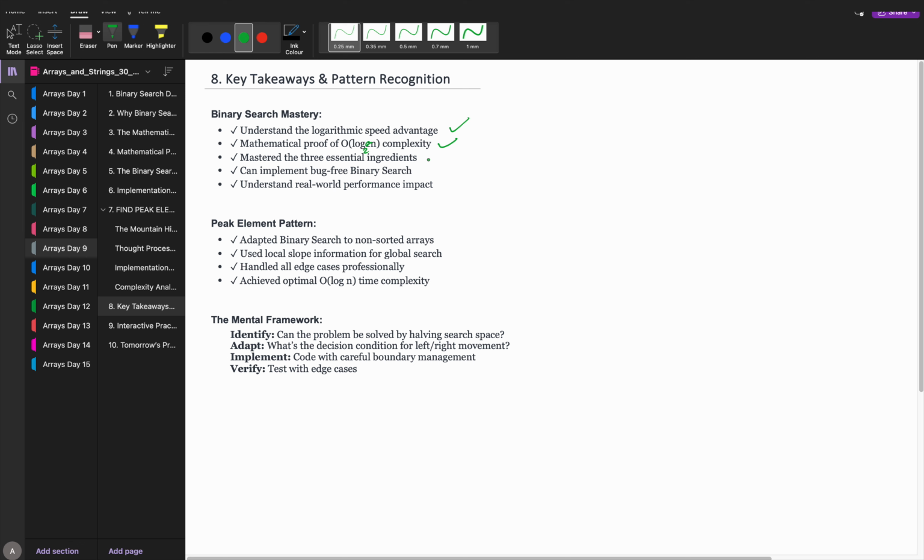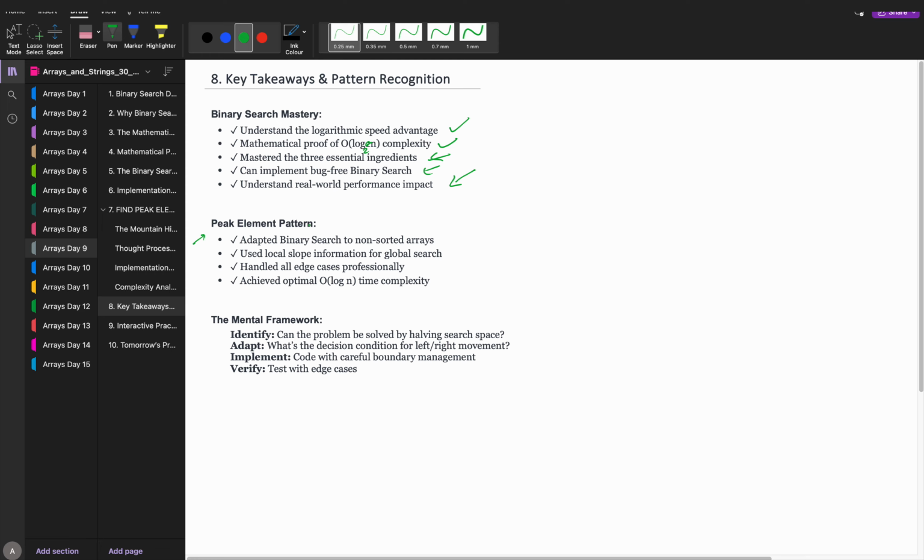Mastered three essential ingredients: sorting, left boundary and right boundary, and decision making. Okay, can implement bug-free binary search. Yes, understand real-world performance impact. And it is lightning fast. That's why we called it logarithmic time.